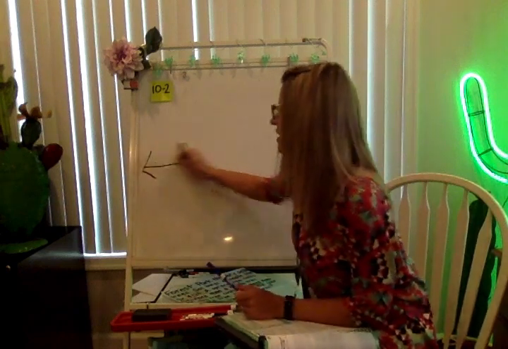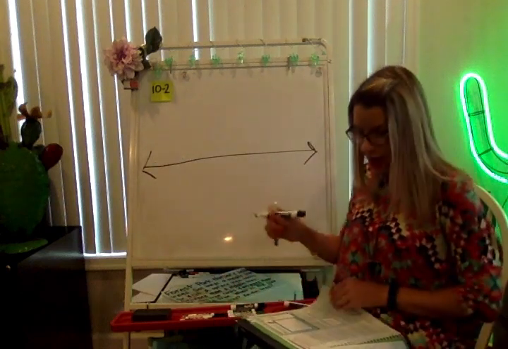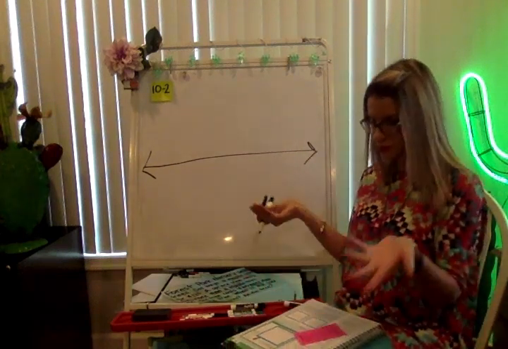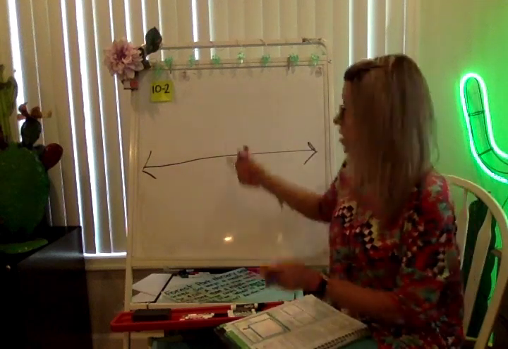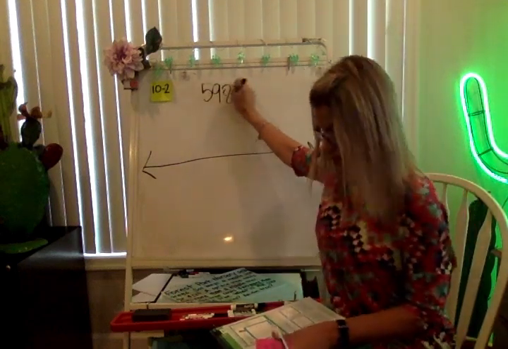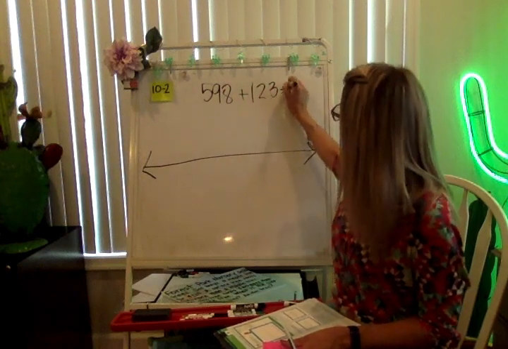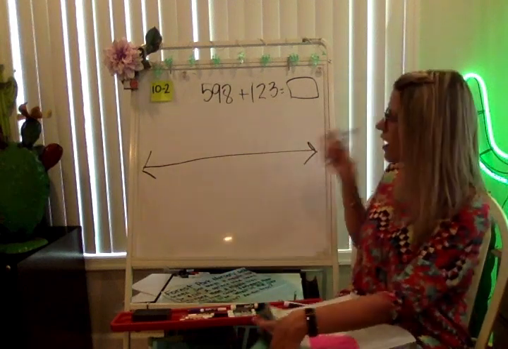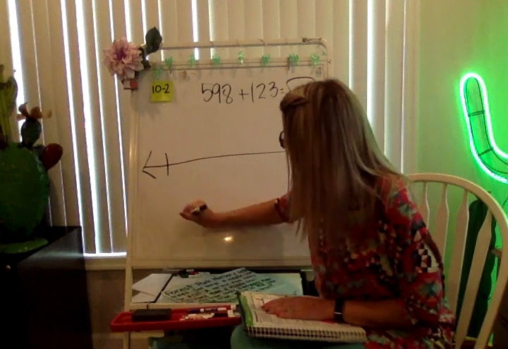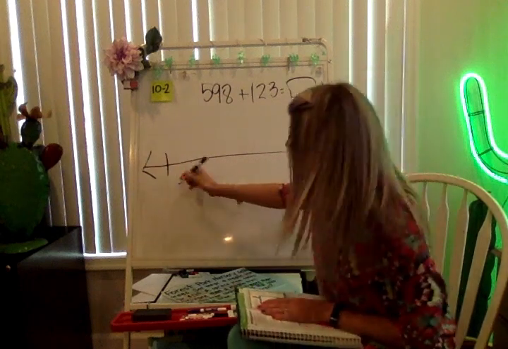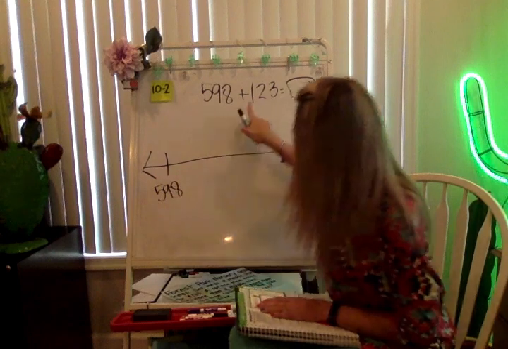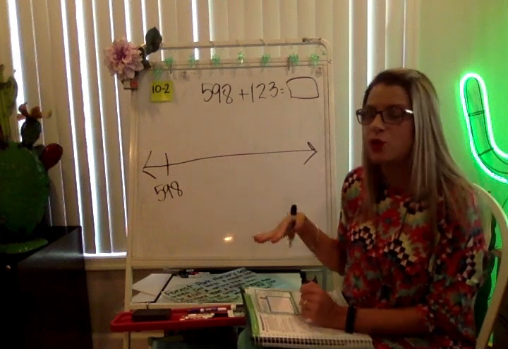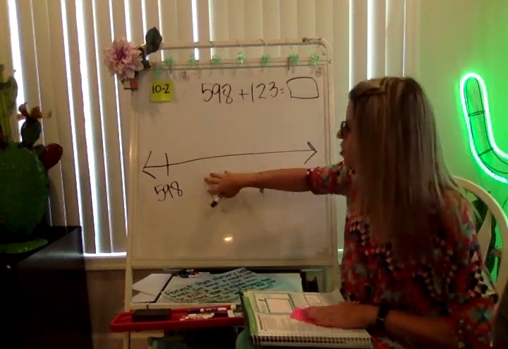You should have some familiarity with the open number line. If you had a question on your paper that said 598 plus 123 equals something, you're going to start with this larger number. 598, I'm going to go ahead and put that on my open number line over here on the left-hand side. 598, and I'm adding 123. Think about how this number looks in expanded form. That might help you to better understand how to show it on your open number line.